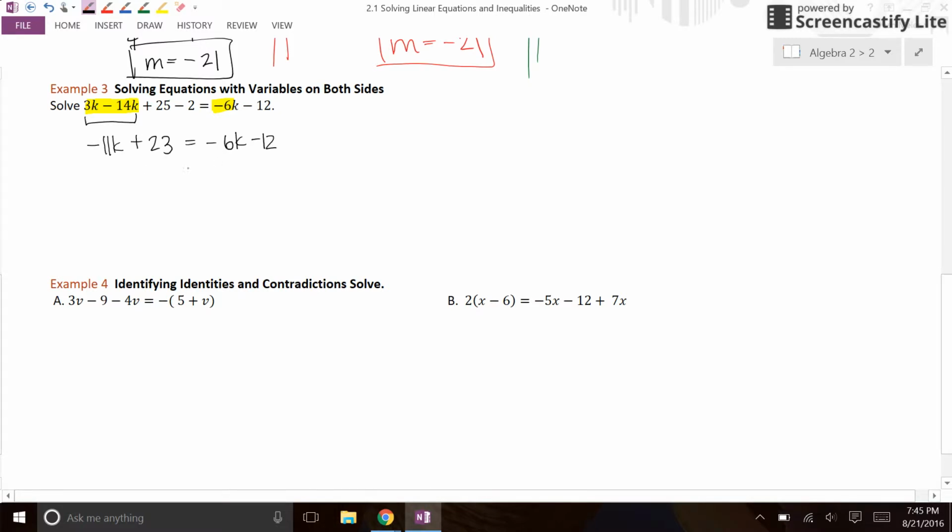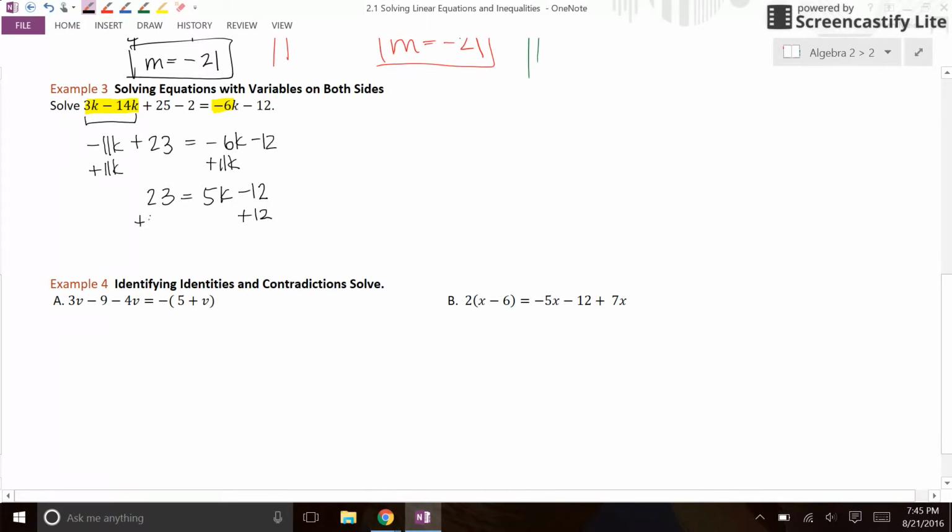Now you can either move the 6 over to the 11 side because they both are k's, or you can move the 11 over to the 6 side. You pick. I'm going to move the 11 over just because a lot of people don't like it on the right side, and I want to move it to the right to make some of you uncomfortable. So there you go. I got 5k minus 12. And now, finally, I have a 23 and a 12. I'm going to add that over.